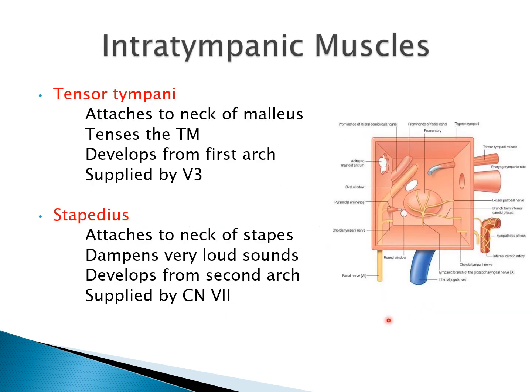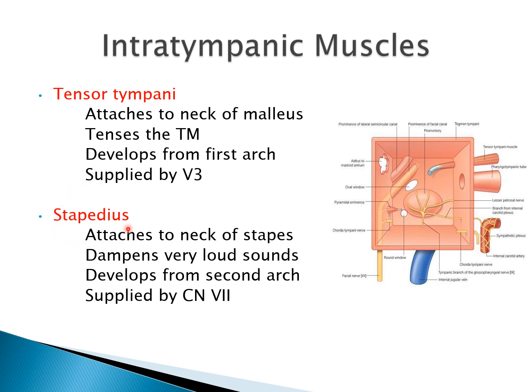Now intratympanic muscles. There are two muscles present in the middle ear. One is the tensor tympani, as we saw, which enters the middle ear from the anterior wall. As the name suggests, it tenses the tympanic membrane. It is developed from the first arch and it is supplied by the third branch of the trigeminal nerve. It will enter the middle ear from the anterior wall above the opening of the eustachian tube. It will get attached to the processus cochleariformis in the medial wall, and then it will turn around and attach to the neck of the malleus.